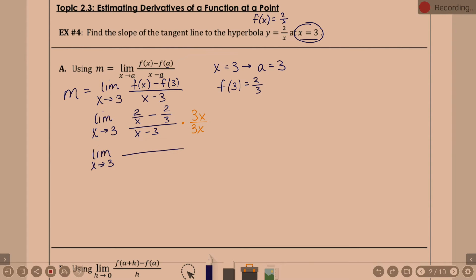What happens when I do 2 over x times 3x? The x's cancel, and 2 times 3 is 6. Minus, what happens when I do 2 over 3 times 3x? The 3's cancel, and we're left with 2x. In the denominator, I would leave it in distributed form, as 3x times x minus 3. I have my reasons, and you shall see my reasons here shortly.